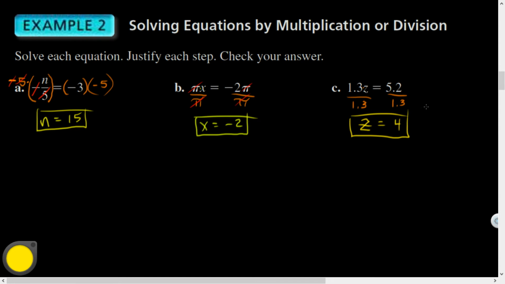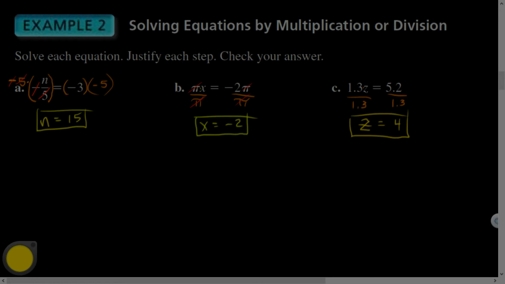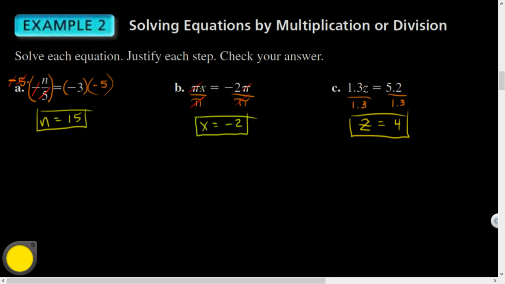All right, so I can use inverse operations. This one was the multiplication property of equality. These two were the division property of equality. I can do the same thing to both sides of an equation, and it is fair game. All right, it's all good.